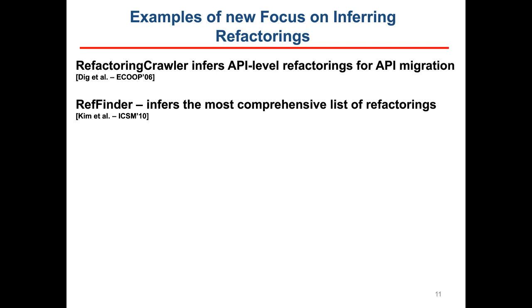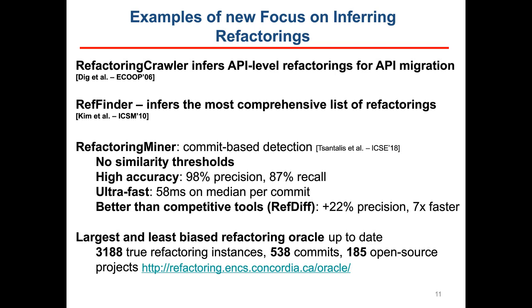So Refactoring Miner was developed by the group of our collaborator Nikos Tsantalis from Concordia University. It works at a much finer grain. It takes as input consecutive commits, so it's much more precise than the previous generation of tools that took as input entire new versions of major milestones or releases of a project. So this works at a much finer grain, and that's why it has significantly higher accuracy. It also does not require users to fiddle with any threshold, so it's much more user-friendly than the previous generation of tools.